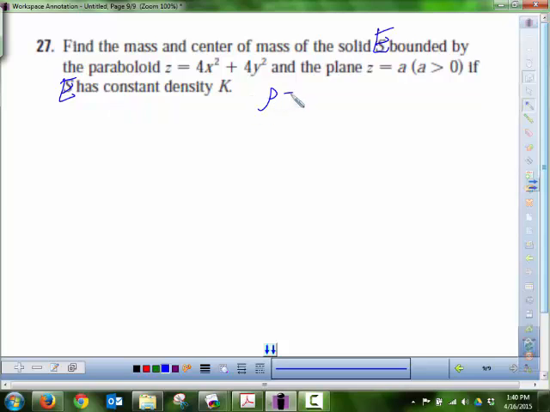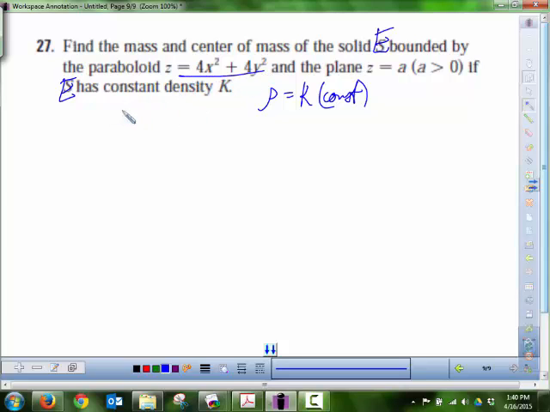So your rho is equal to K, constant density. So essentially what we're doing is we're finding the volume and then we're going to multiply it by K. That's to find the mass. All right, so what do we have here? We need to describe our solid. We can draw it out if we want.